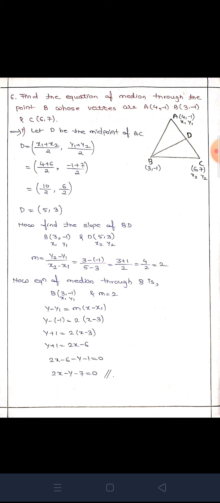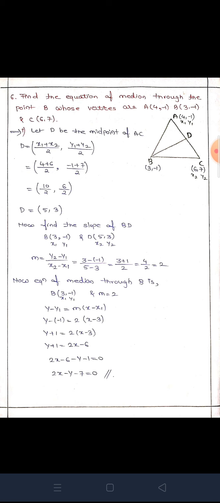So how to find the midpoint? Right, D equals (x1 plus x2) divided by 2 and (y1 plus y2) divided by 2. So put the values: (4 plus 6) divided by 2, (minus 1 plus 7) divided by 2. So we are getting 10 divided by 2, 6 divided by 2, that is 5 and 3.